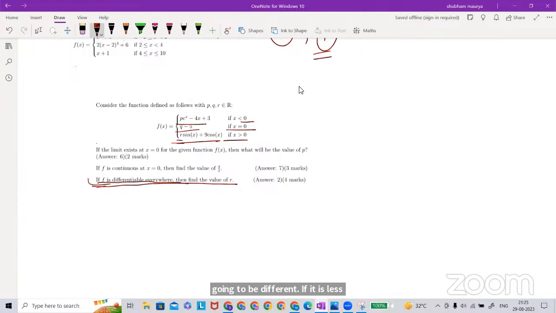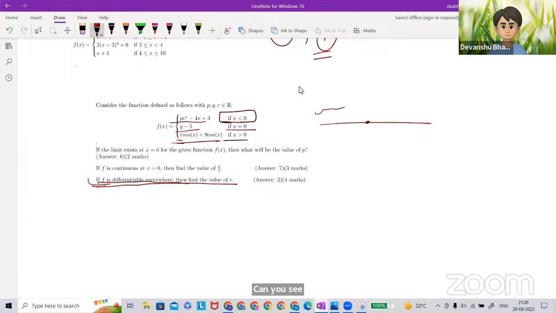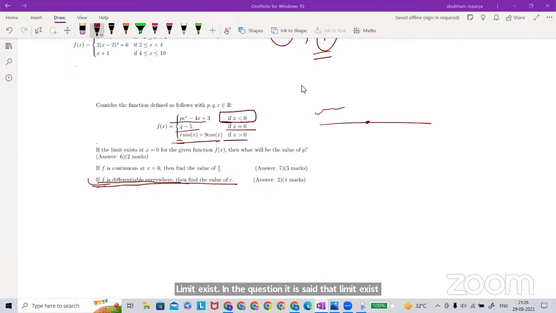If it is less than 0, that means you have this here, the left side is this function. And what is this? This is a simple function, an exponential function with some linear function. The combination of exponential and linear. So can you tell me, is this function differentiable when x is less than 0? Can we say? Yes, sir, we can say. Why? Sir, because we can find the derivative of this function. The limit exists. In the question, it is said that the limit exists at 0. So that means it is continuous. Oh, yes.